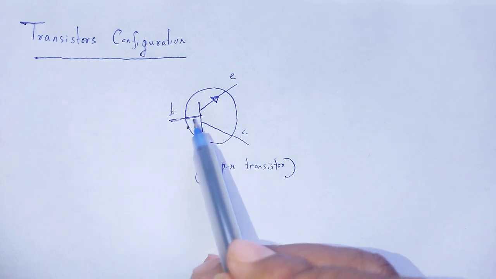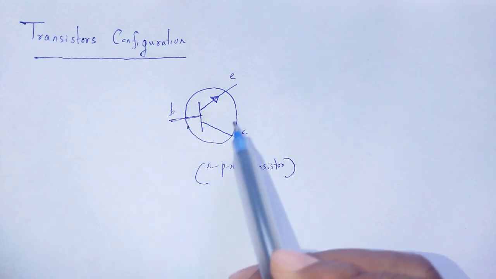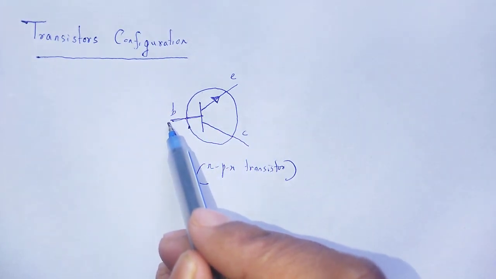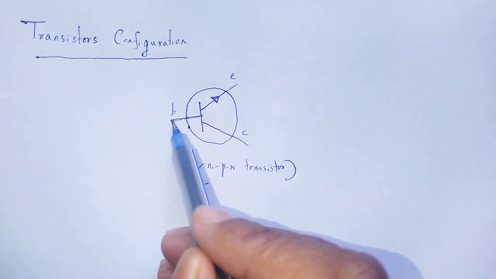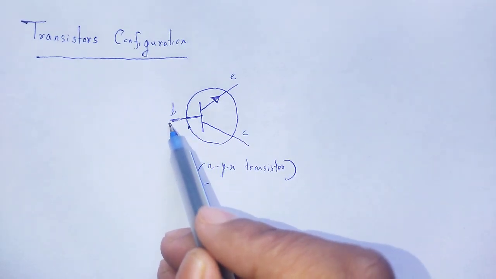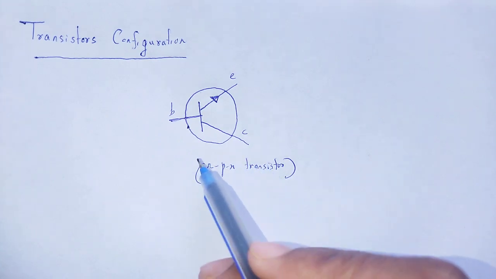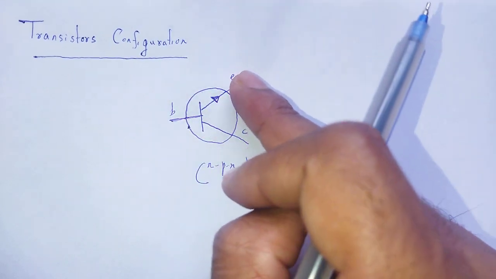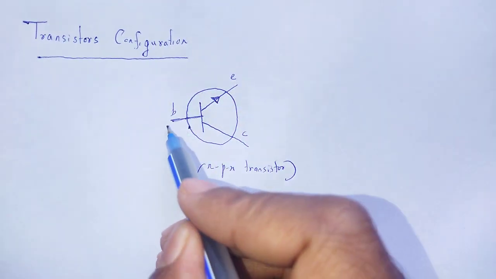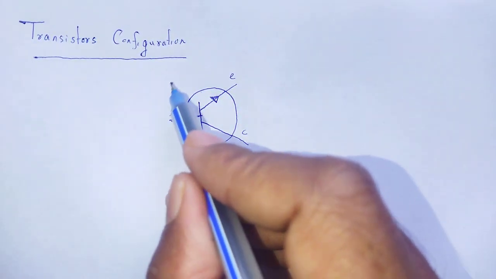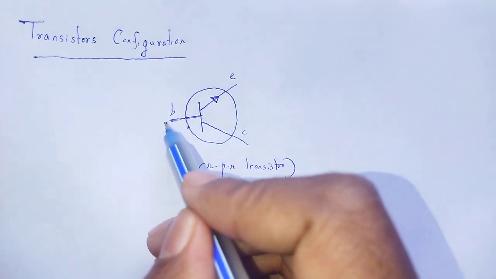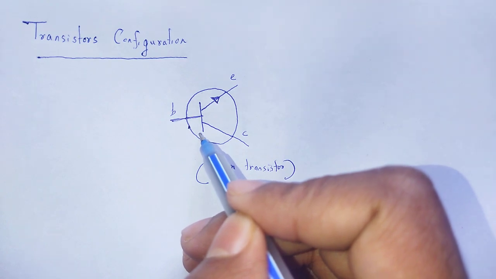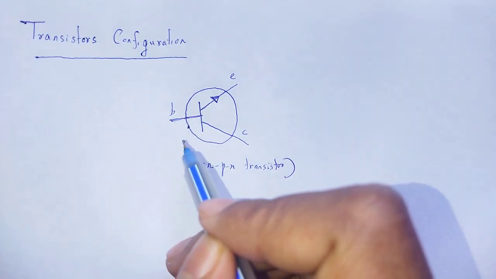When we connect, taking base and collector, and base with emitter, base and collector, base and emitter, then it is treated as common base configuration, base as common.